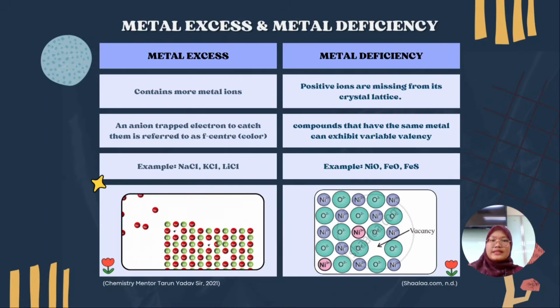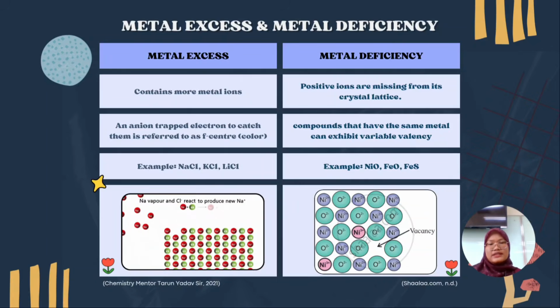Now, let's move to metal deficiency defect. Here, some positive metal ions are missing from the crystal lattice. To keep the overall charge balanced, some metal ions change to a higher oxidation state, which is why these compounds often show variable valency. For example, NiO, FeO, and FeS.